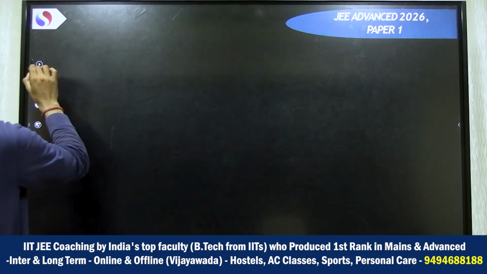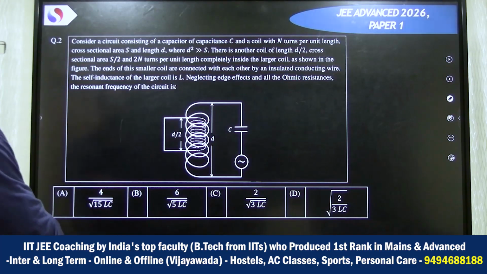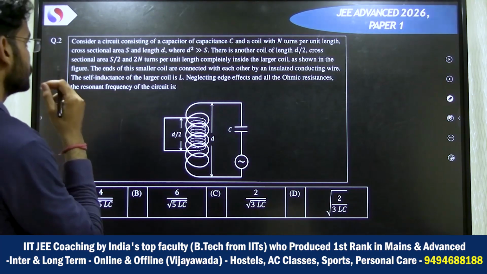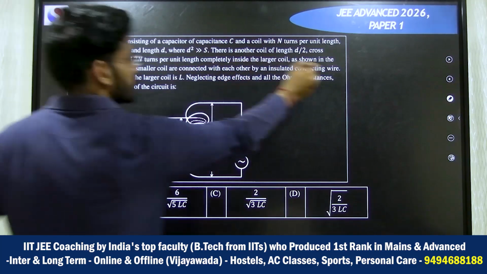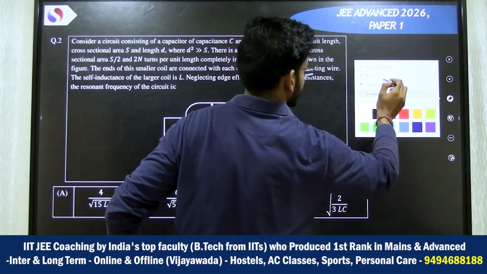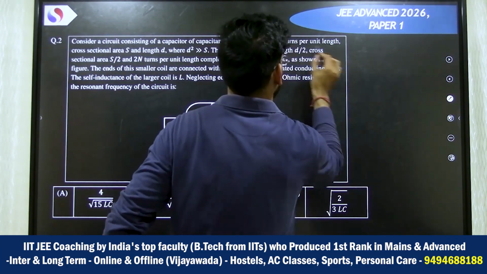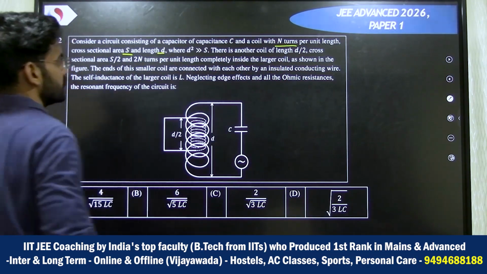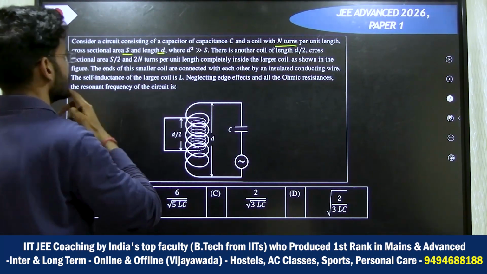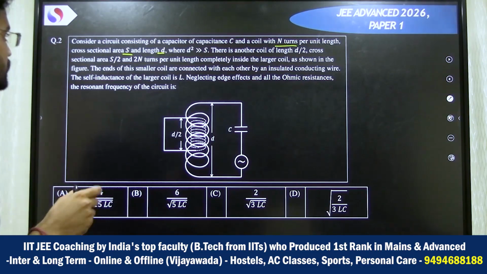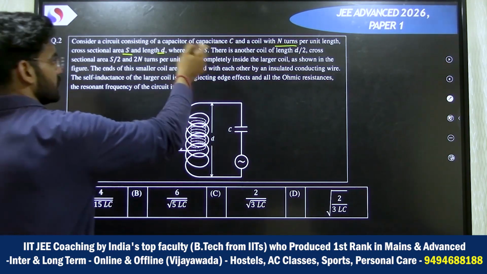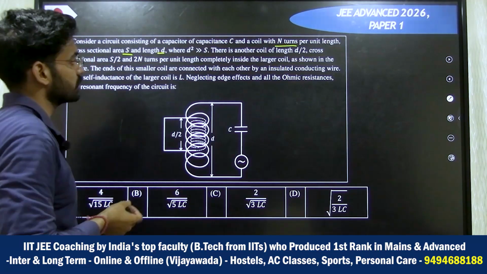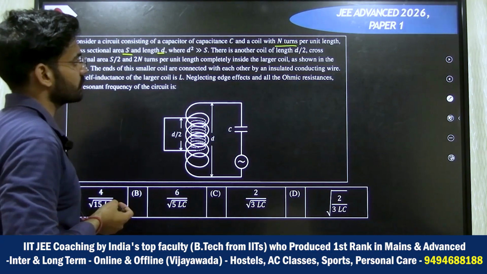Next question: consider a circuit consisting of a capacitor of capacitance C and a coil with n turns per unit length. Okay, so n turns per unit length is there, cross section area S and length D. For the bigger coil, how much is given? Capital N turns, cross section area S and length D, where D square is very large in comparison to S, meaning we have to consider it as an ideal solenoid.